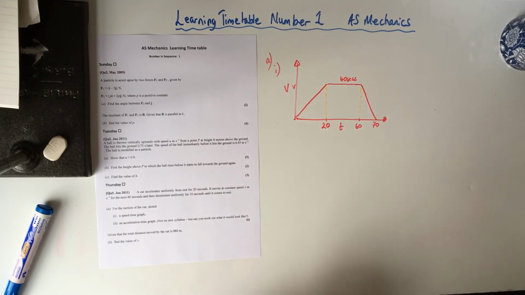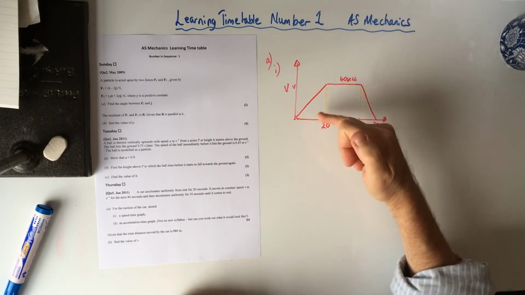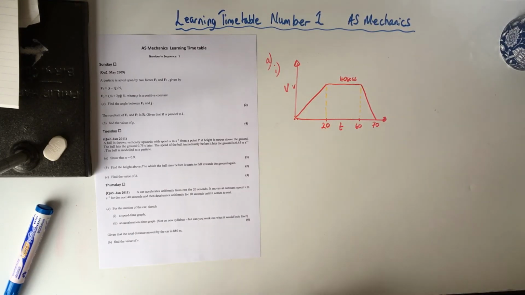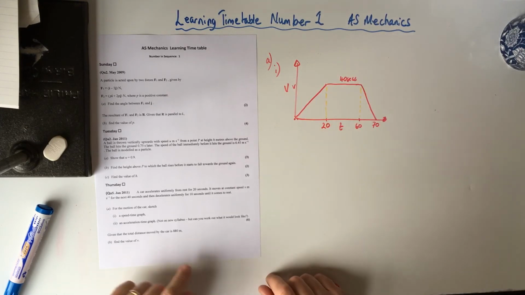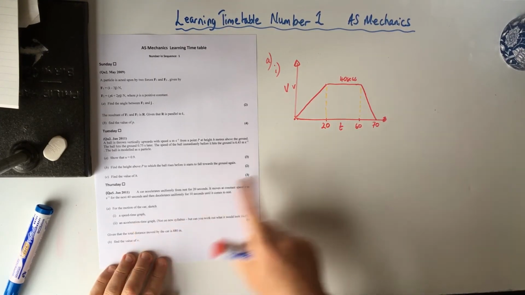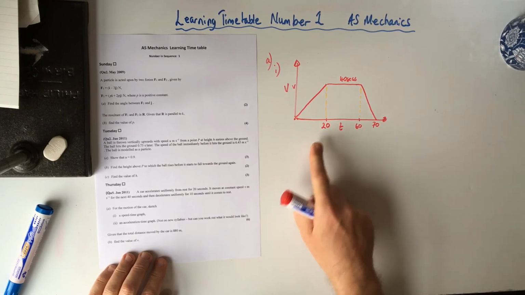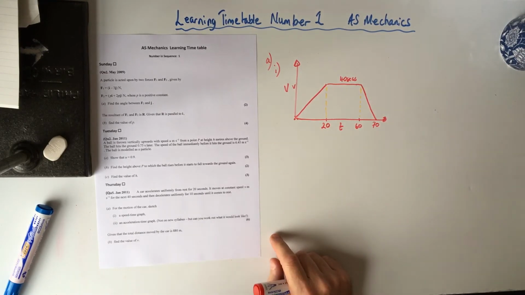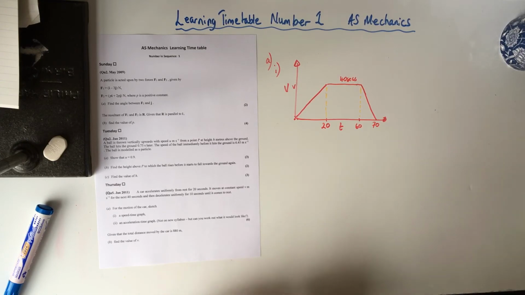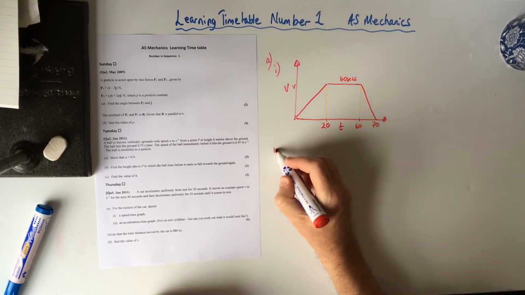There we go. Now you can work out the gradient of these and work out the acceleration. Actually, you can't without V. Ignore that. But anyway, there's our velocity time graph, and that's done. That's all you can put onto that for the moment. Okay, we'll do part 2.